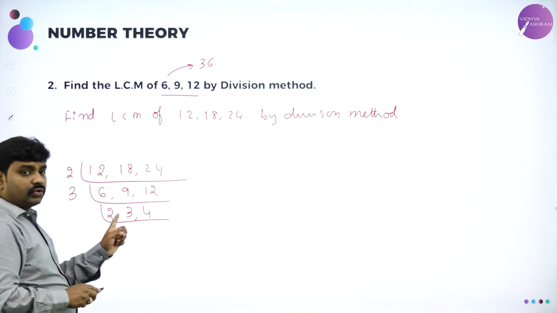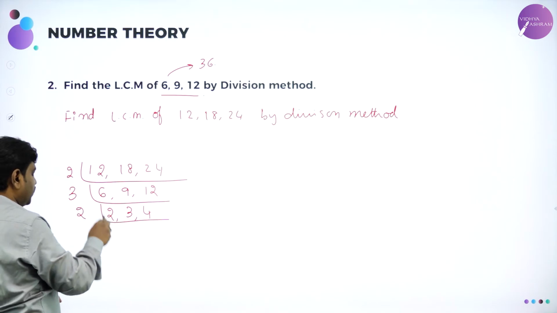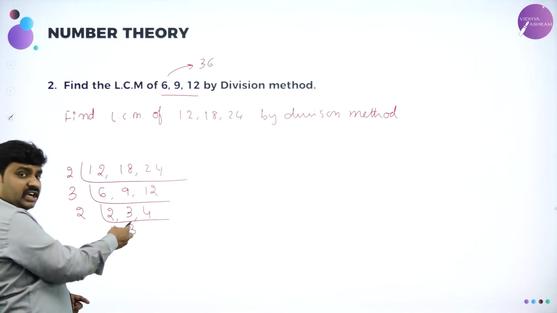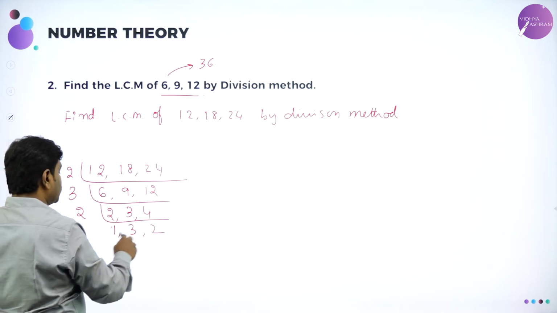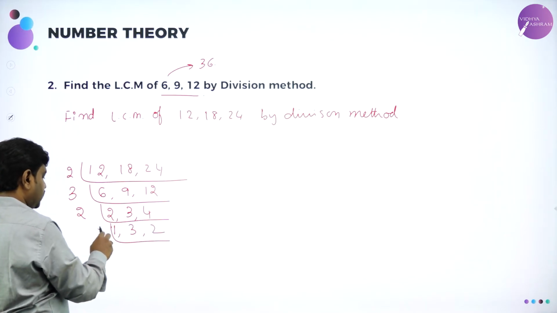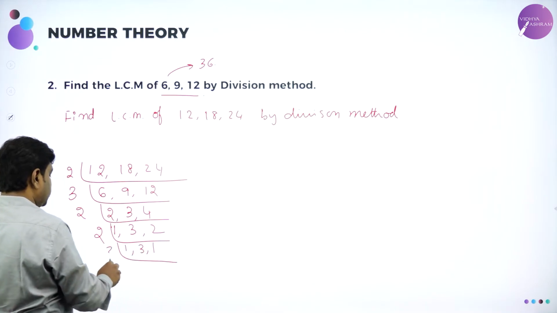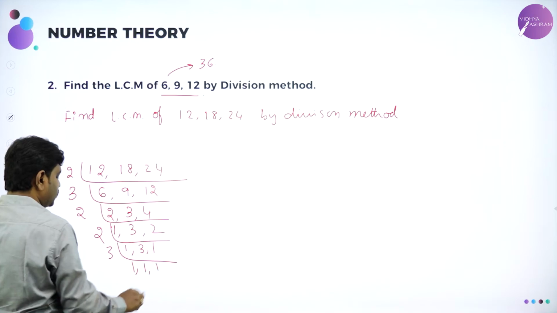Now out of 2, 3, 4, 2 and 4 are divisible by 2. I will start with 2. 2 1s are 2 and 3 is not divisible. If it is not divisible, carry as it is. 2 2s are 4. Then again I will continue with 2. 3 let it be, 1. Now 3 1s are 1, 1, 1.